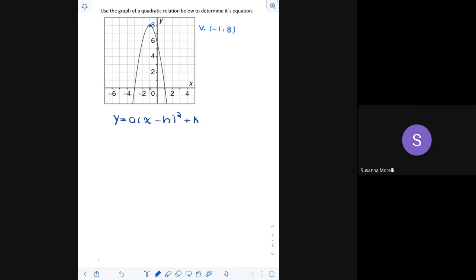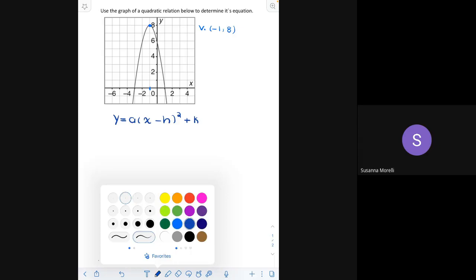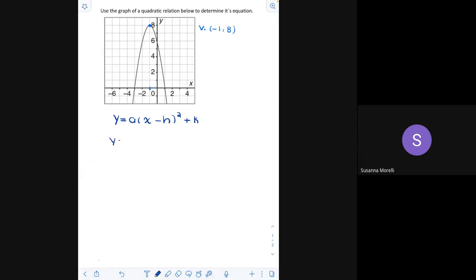And we're going to start by plugging the vertex into the general equation. I have the general equation already written there, and we're going to plug in our vertex. Where you see h and k, we're going to substitute the vertex in there. When we plug in the x value into the equation, we have to change the sign. The x value is -1, so in the bracket, I'm going to write +1. And then the k value is 8.